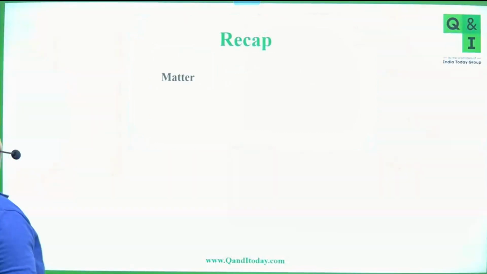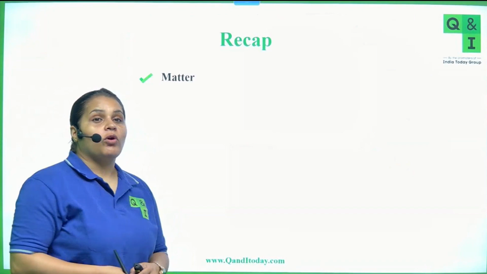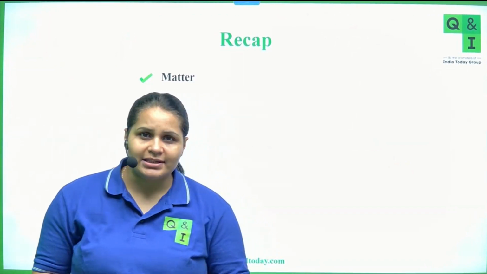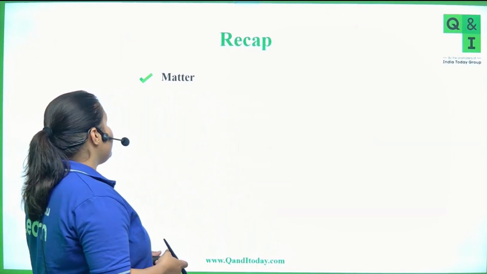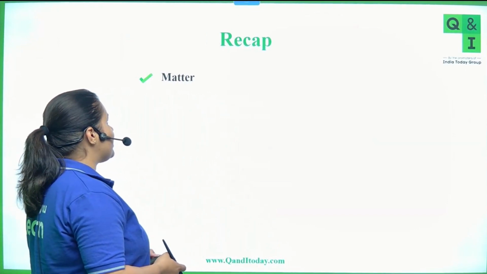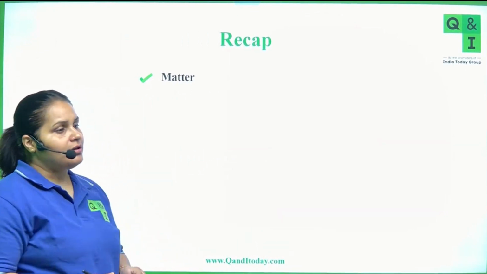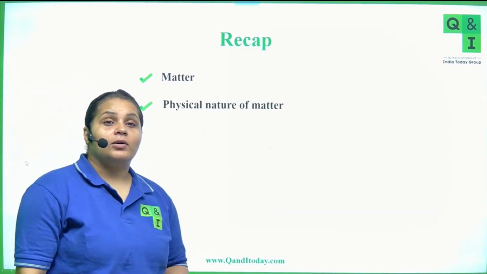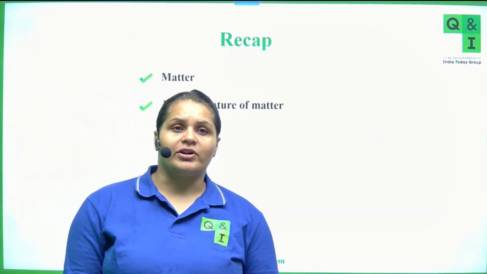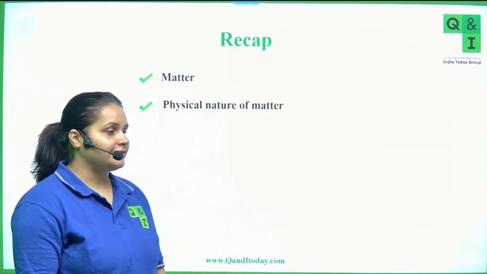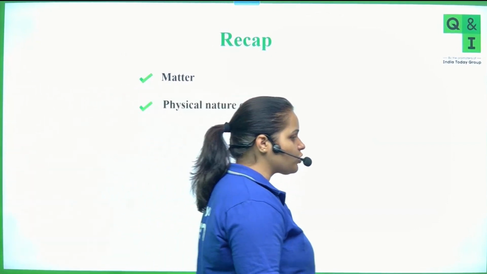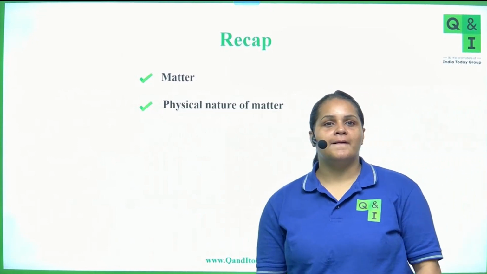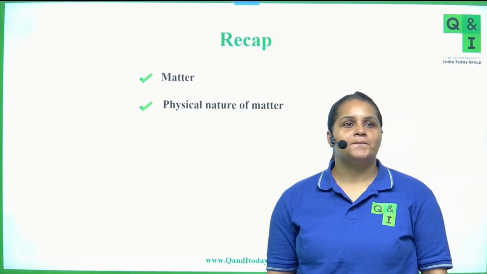So in the last session, we got to know what matter is. We said that matter is something which occupies space and has mass. Then we discussed the physical nature of matter. We said we have to write 2 points. What were those 2 points? Physical nature of matter? Do you remember?